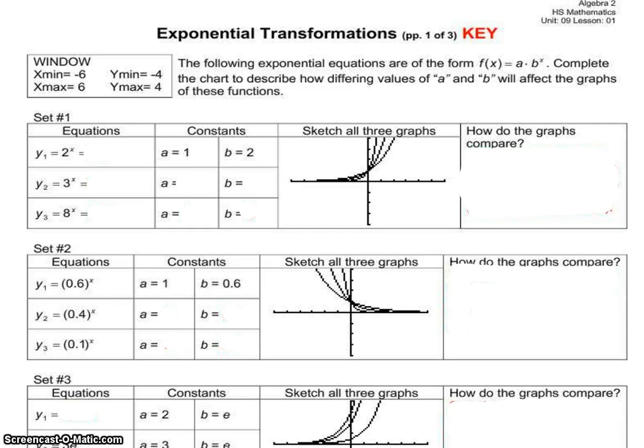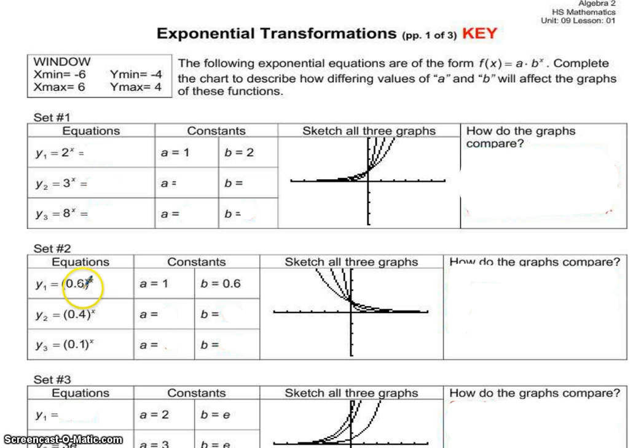Okay, class, tonight we're going to be doing exponential transformations. Now, looking at the sheet, we know that the following exponential equations are always in the form a times b to the x power. So I want you to complete the chart to describe how differing values of a and b will affect the graph of these functions. So now we want to know how does it transform, which is determined by how it moves.